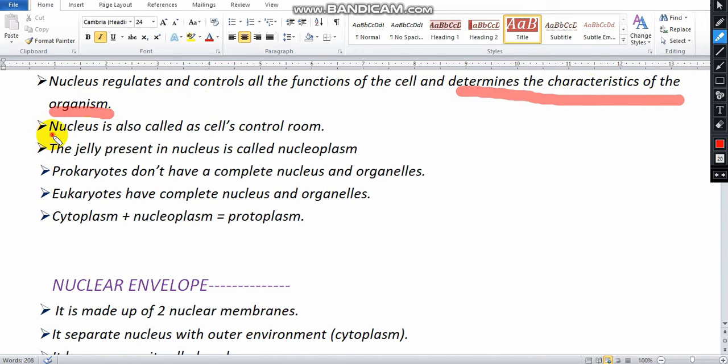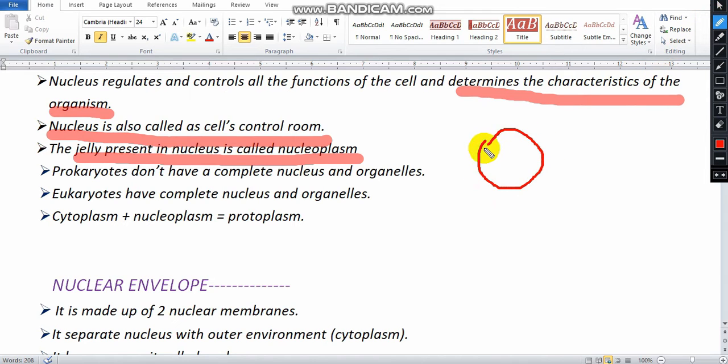So this nucleus is also called the cell's control room as it is controlling all the functions. The jelly present in the nucleus is called nucleoplasm. Inside the nucleus, the jelly will be present. This jelly is nothing but nucleoplasm.